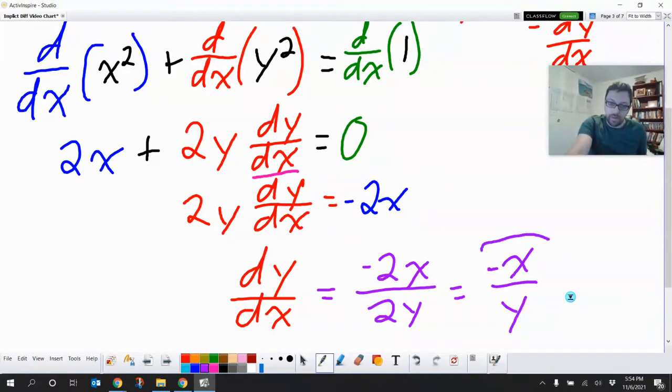This is dy over dx. Great. Note that I didn't have to bother solving for y. You never will solve for y when you're doing this implicit differentiation thing.